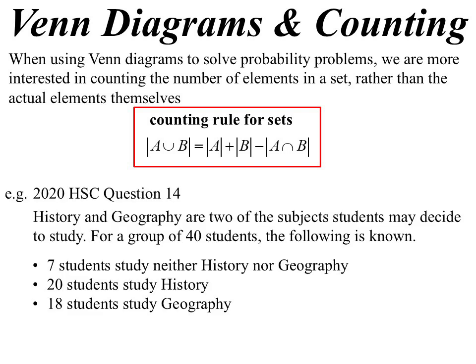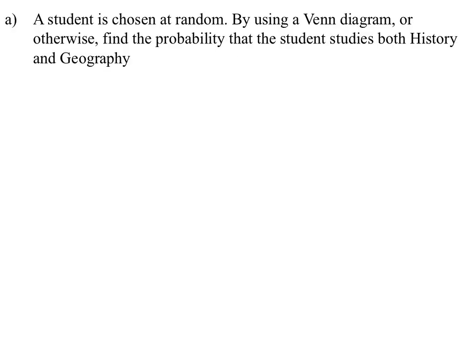Let's have a look at this HSC question then. History and geography, 2 subjects, group of 40 students, and this is what we know. 7 students study neither history or geography, 20 study history, 18 study geography. A student is chosen at random and they actually asked you to draw up a Venn diagram for this, although it did say "or otherwise," so you could do it another way if you wanted to. Find the probability that the student studies both history and geography.